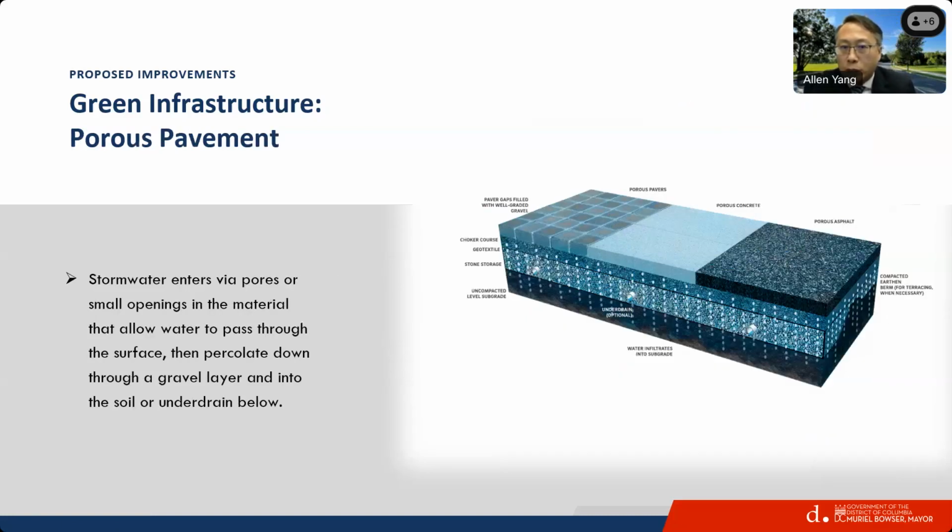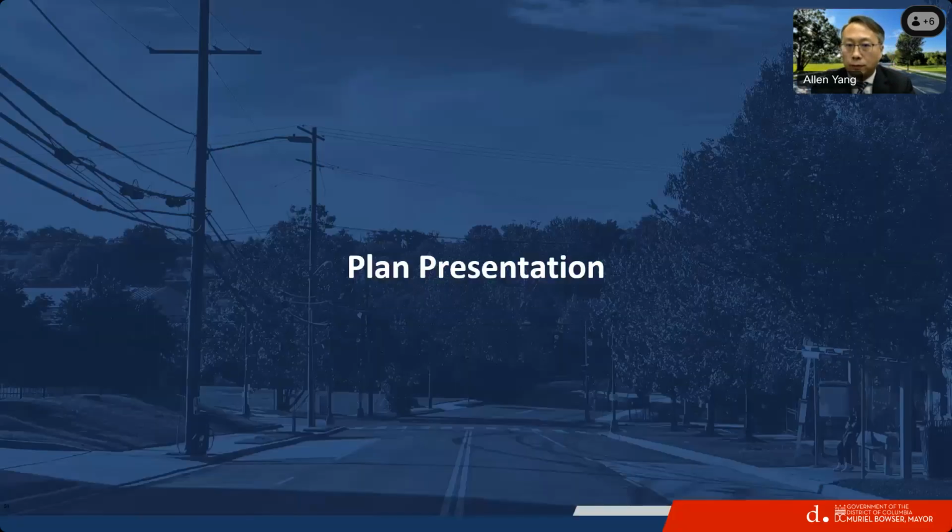We are also proposing porous pavement, same idea, right? For the water infiltration and sustainable infrastructure. And this porous pavement will be applied at various locations, including the multi-use path, some full-time parking locations, and some other pedestrian facilities. Now, let me present the rendering for the entire corridor block by block.